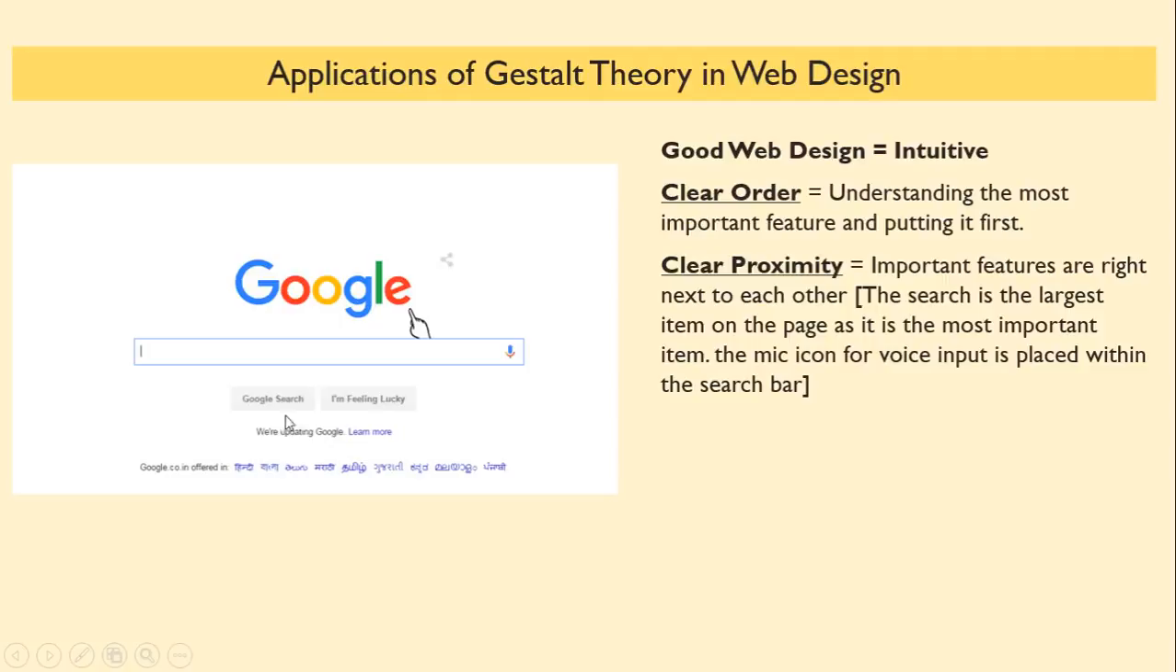So this indicates that this is more important than this, because when you read English, you read from left to right. Top to bottom, left to right. So this is clear order and clear proximity. Can you imagine if this button was down here on the bottom left of the screen? You're going to ignore that.